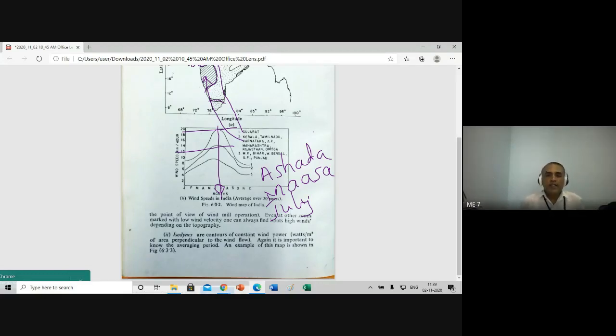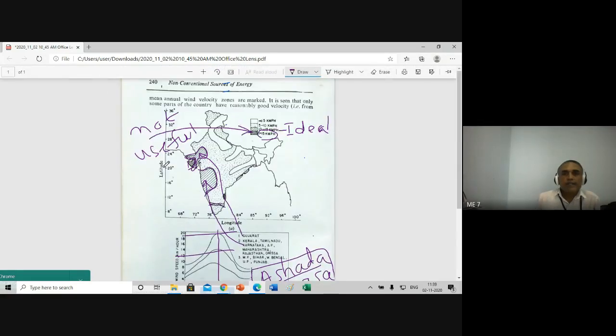In the month of July, maximum wind velocity is available. What is the range of speed? Wind blowing is more there. That is called Ashada Masa. Wind velocity is more. What's the value of speed? This is the potential.